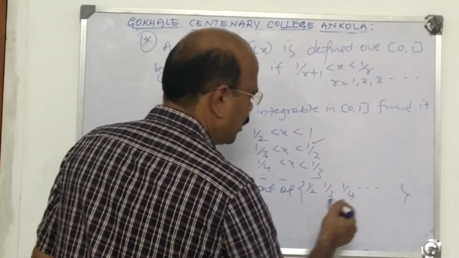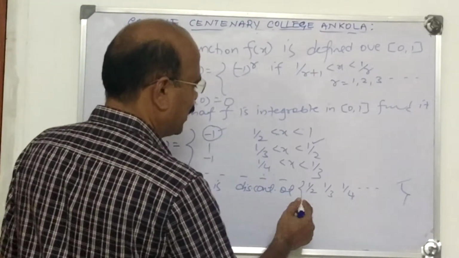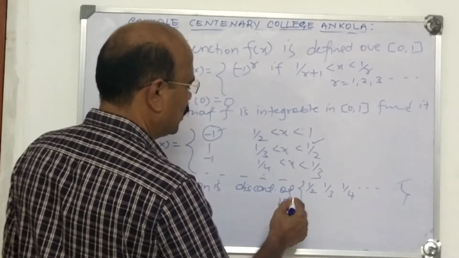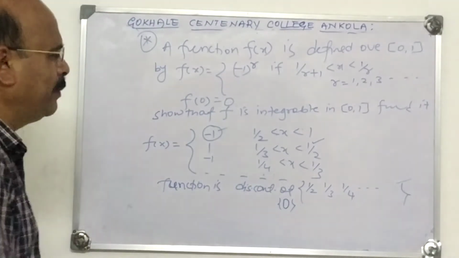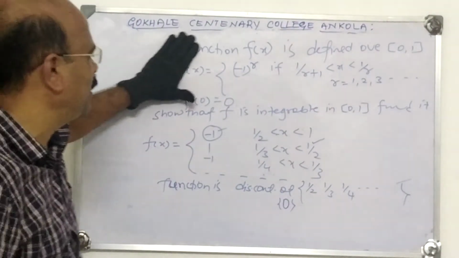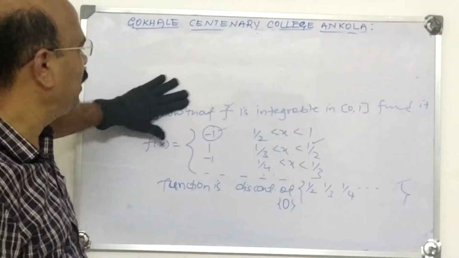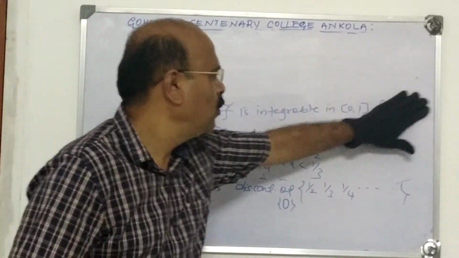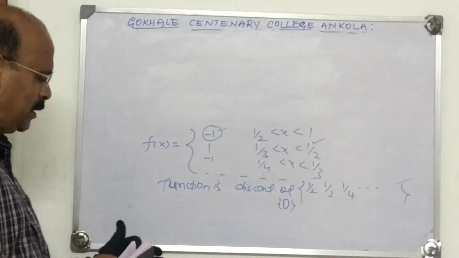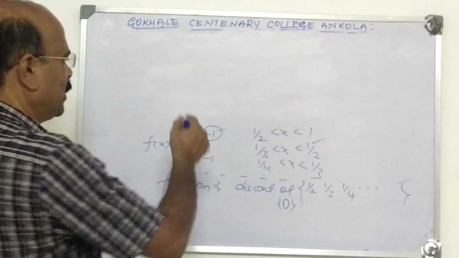What are the points of discontinuities? This is the set of points of discontinuities. But this set has only one limit point, that is 0. So by the property of integrable functions, even though it has infinite discontinuities, the set of points of discontinuity has only one limit point. Therefore, the function is integrable. The first part is done: the function is integrable.